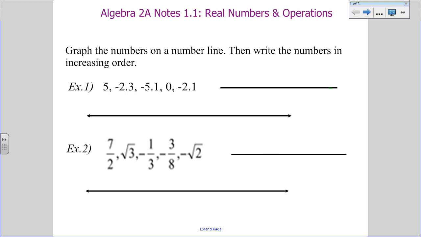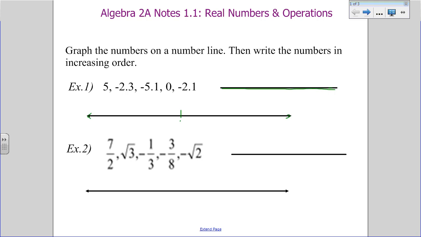We need to graph them on a number line, which is what the arrows are for, and then we're going to write our answers on this number line. So there's two parts to it. When we look at our numbers, 5, negative 2.3, negative 5.1, 0, and negative 2.1, we've got positive and negative, we've got decimals in there because we're dealing with real numbers.